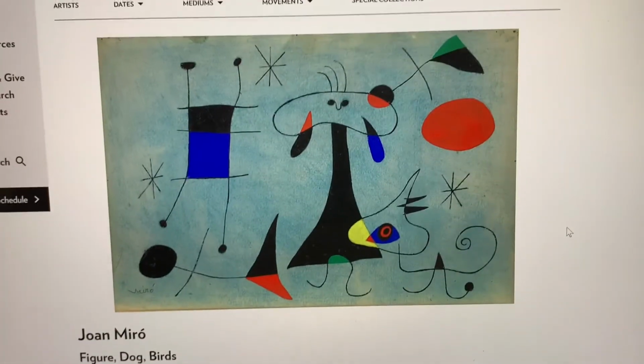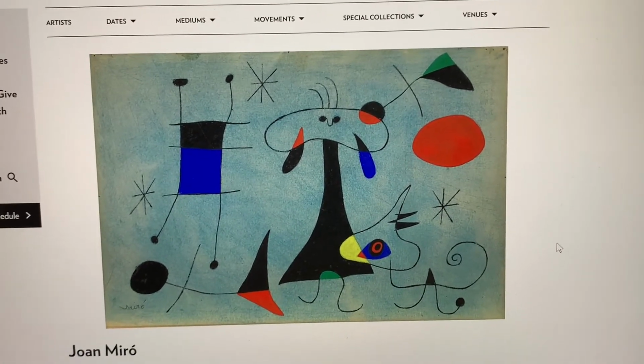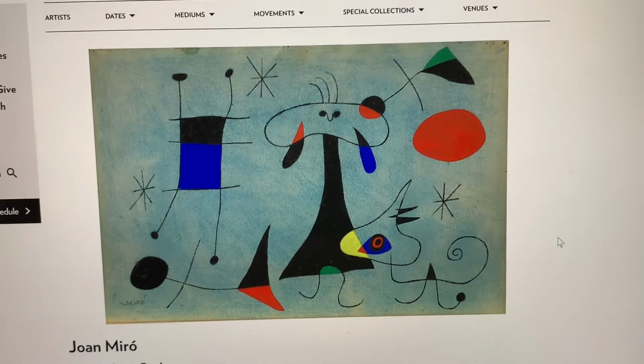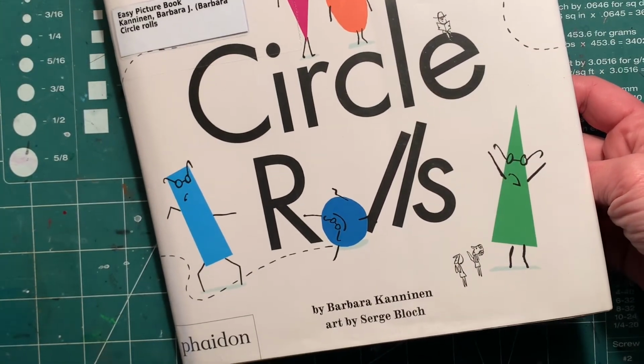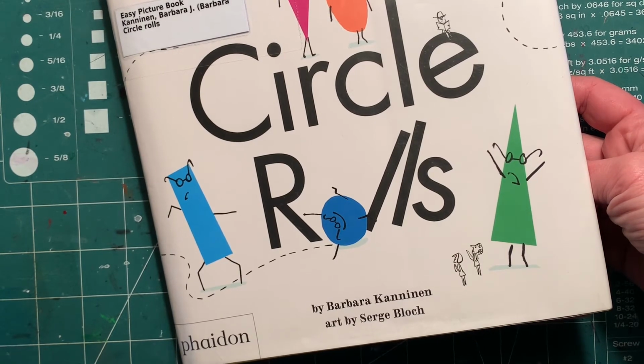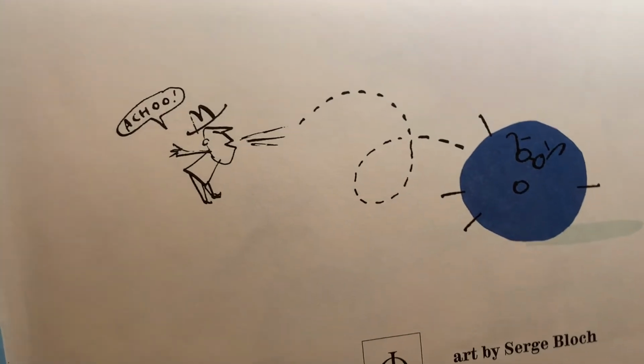All right, thanks for looking at these fun paintings with me. We're really going to be thinking about some shapes. I want to show you a book called Circle Rolls. It was written by Barbara Kannanen, and the art was done by Sergei Blok. All right, let's see how the story starts.